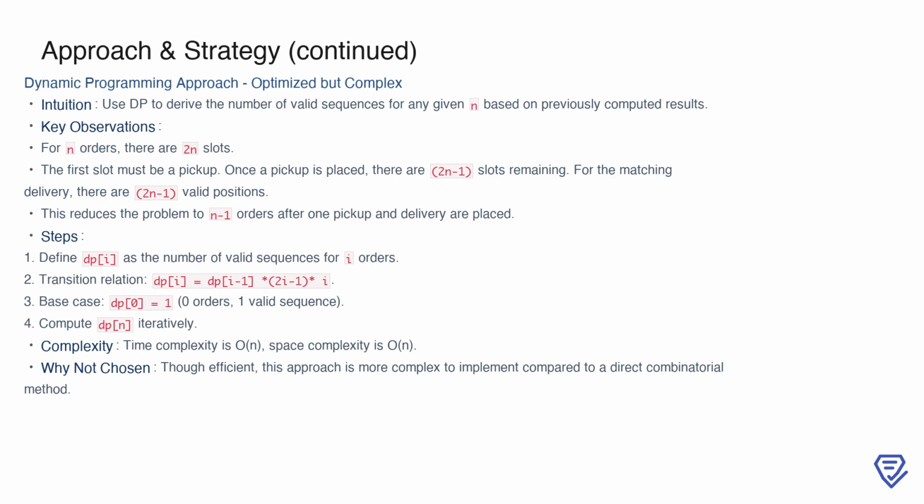To implement this, we define dp[i] as the number of valid sequences for i orders. Using the relation dp[i] = dp[i-1] * (2i-1) * i, and starting with a base case of dp[0] = 1, we can compute dp[n] iteratively. The time complexity of this solution is O(n), and it requires O(n) space. While efficient, this approach is more complex than necessary, especially when compared to a purely combinatorial solution.